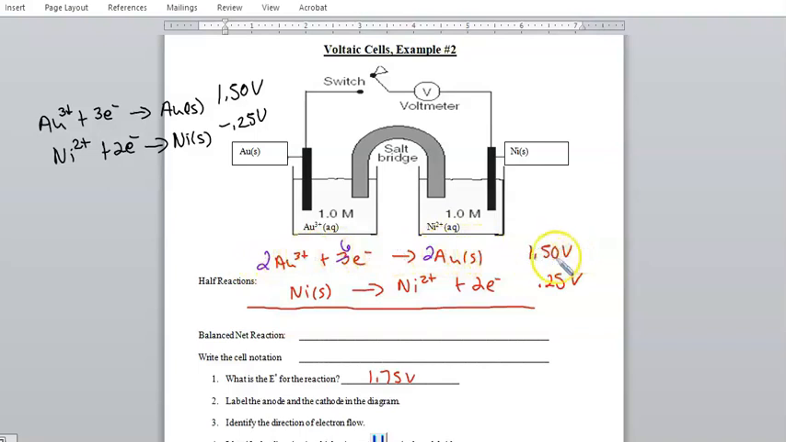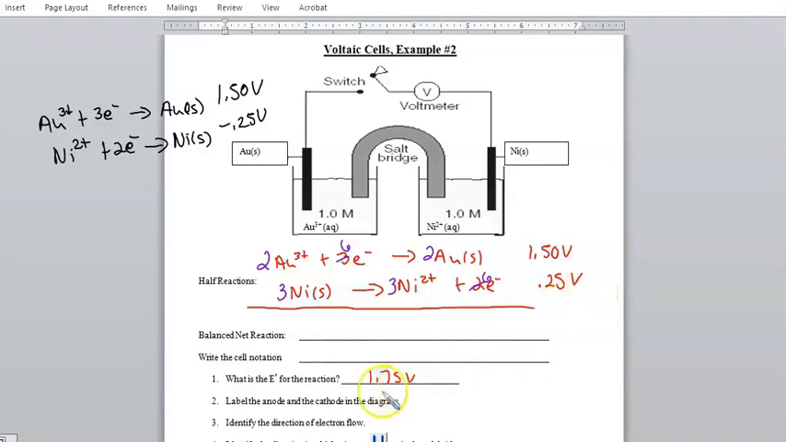Notice, I don't change the voltage. Voltage is what we call an intensive property, and so it's not going to change when we change that coefficient. Unlike enthalpy and entropy and Gibbs and all that other, where I did change these numbers. If I flip it, I change the sign. Do not change the voltage. Do not change the voltage. Okay, this one needs to be multiplied by 3. 3, 6, don't change. That's why I went ahead and wrote that.